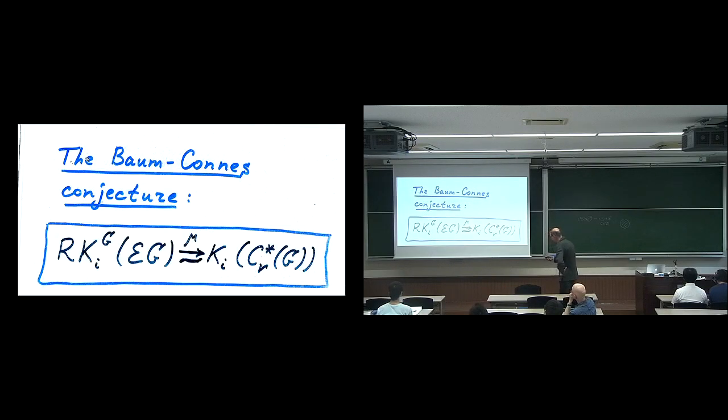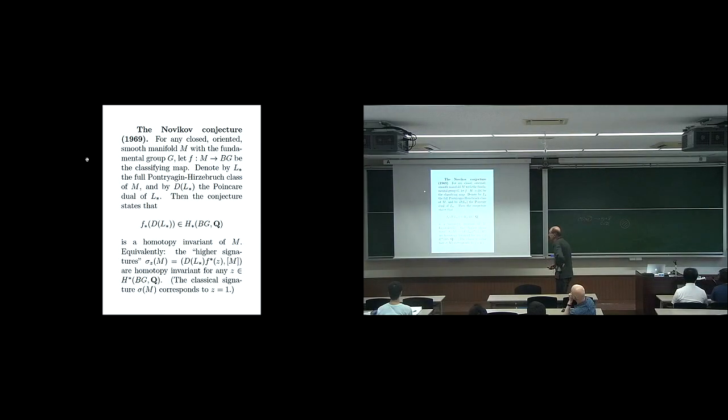Now the Baum-Connes conjecture is that the assembly map is an isomorphism. Now let me briefly mention, I probably will be out of time very soon, but let me briefly mention some applications.